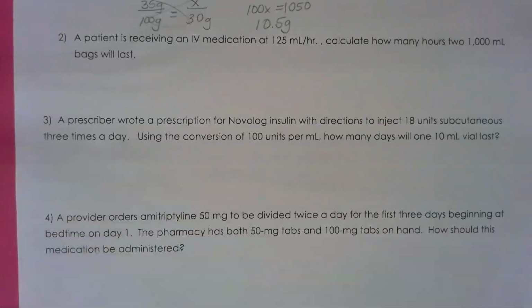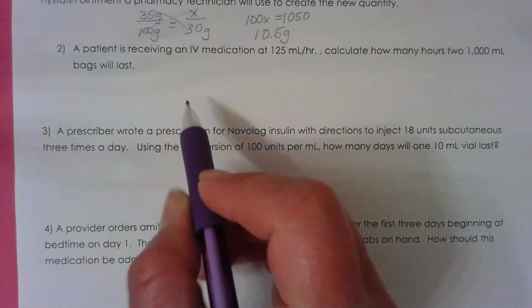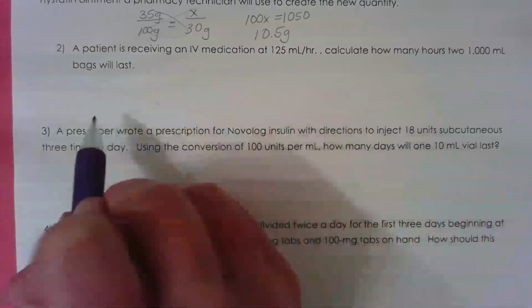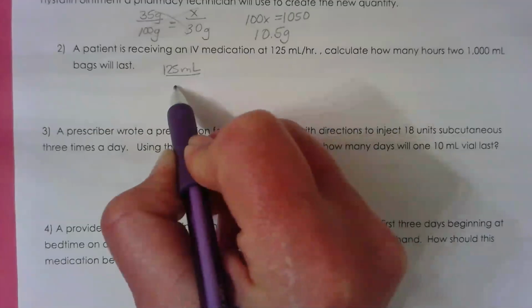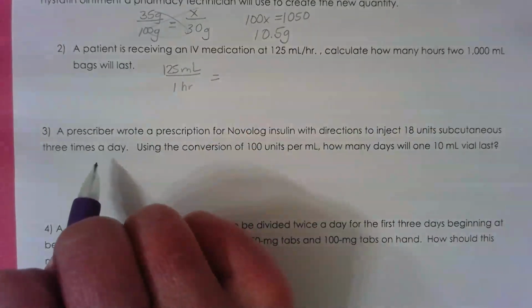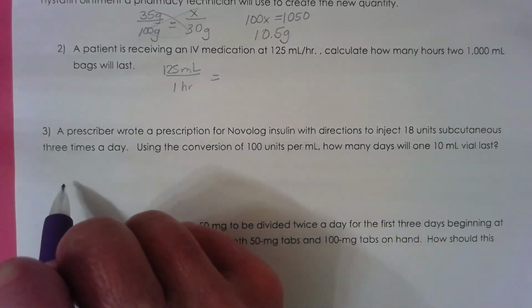we've done that one too, but I'm going to do it really, really quick. So the patient is receiving this for 125 milliliters an hour. So that's 125 milliliters over 1 hour, on one side. And they want to know how many hours it would take to do 2,000 milliliter bags.